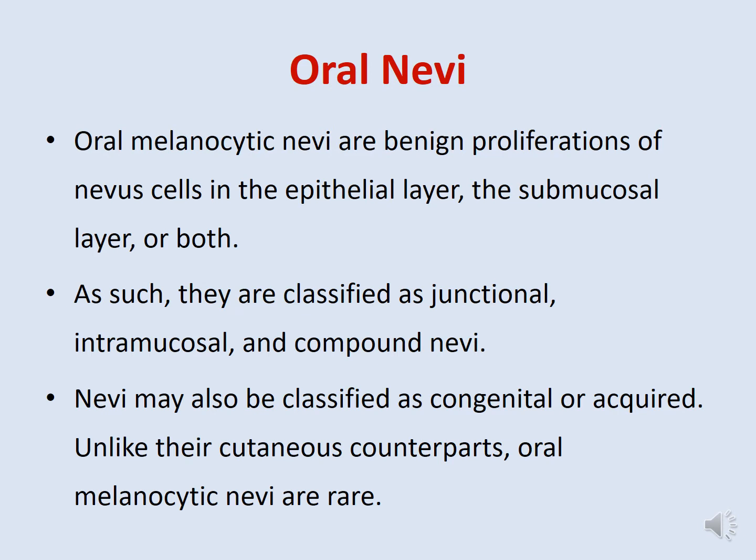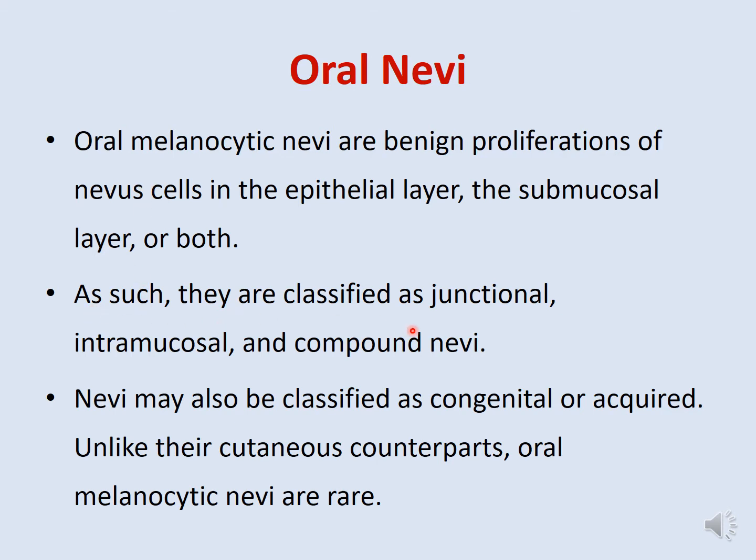Okay, so now let's look at oral nevi. First of all, oral nevi are also called oral melanotic nevi. They are benign proliferations of nevus cells. Before we move ahead, I'd like to remind you that when you have studied embryology, you would have read the embryological origin of nevus cells, and nevus cells are derived from neuroectodermal cells. These nevus cells are present in the epithelial layer, the submucosal layer, or both. Whenever these nevus cells have a benign proliferation, they lead to the oral melanotic nevus.